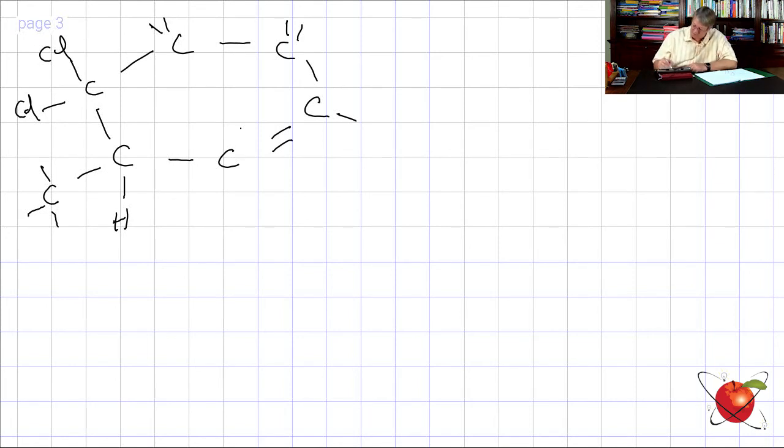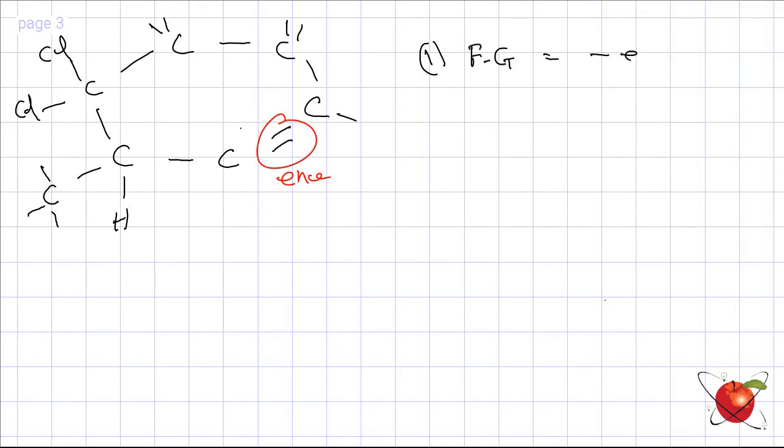So step 1. What must I do? Step 1 is I say, what family group is it? So I look, and my trigger here is that I've got a double bond. So therefore, I am going to say my family group, my red, is going to be an ene. So my functional group, my family group, is an ene.